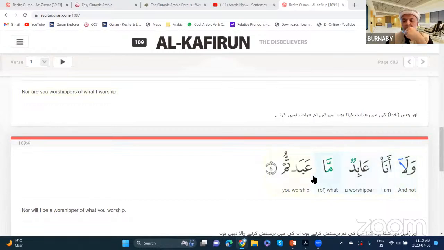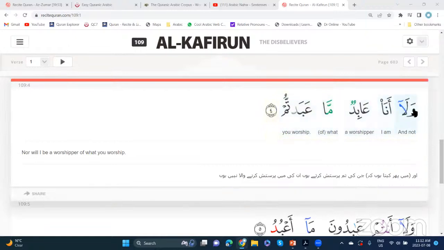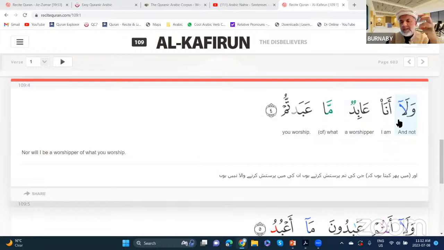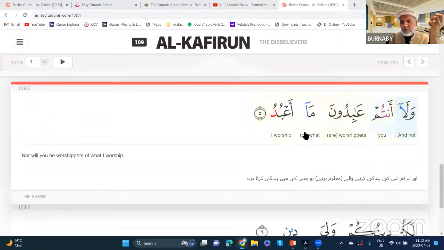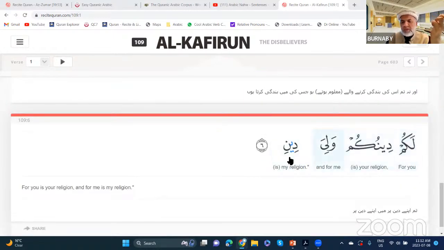Wala ana abidum ma abattum. And I am not a worshipper of what you worship. So again here, la, no question mark. The la is used for jumla fe'liya and not for jumla ismiya. In jumla ismiya, we use ma, and there is no question mark here so far. So wala antum abiduna ma abud. Again, there is nothing here. Lakum dinukum waliyadin. Nothing here.